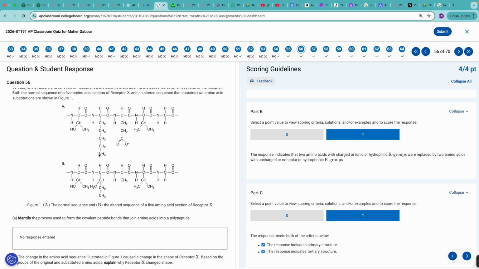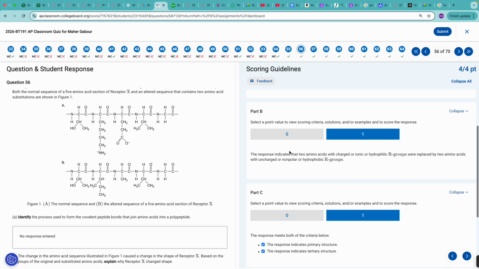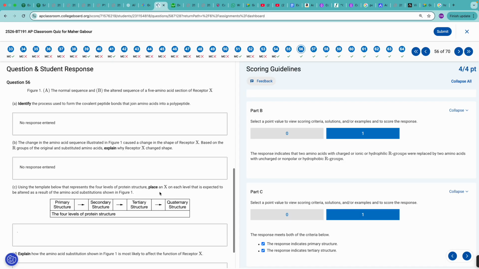How do we know that it's polar? Because they're charged. Look, they're charged. The polar side chains lost their polarity. We substituted them for things that are non-polar. That's why it changed shape.